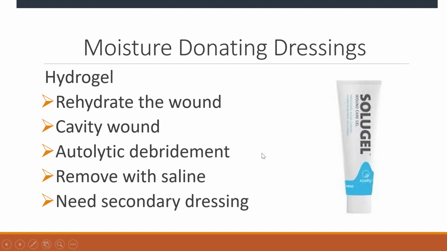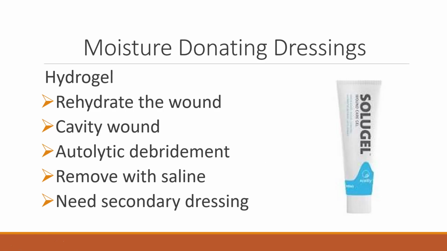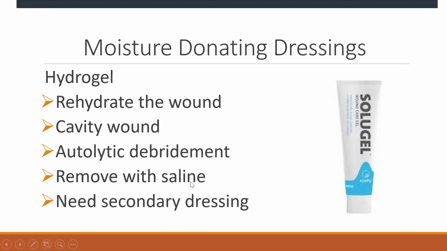This sort of gel can also help the wound with what we call autolytic debridement. When your skin is healing, it will debride itself. So if you put this gel on top, it will help the whole process run easier. And this gel can be removed with normal saline. When you use normal saline to clean it, it can be removed very easily and quickly. And with this dressing, you need a secondary dressing on top.